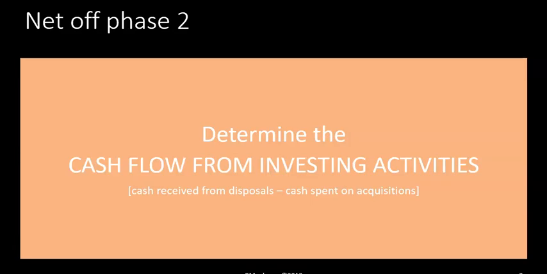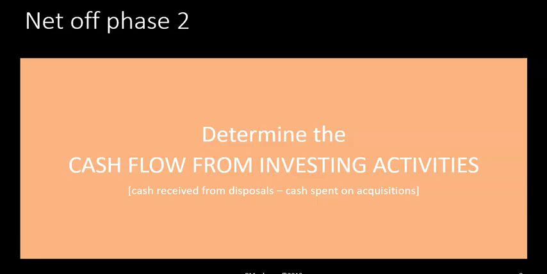So what you do, you're going to net off that as well. So this will give you the cash flow from investing, which is basically you're going to add all the cash that you receive from the disposals, and you're going to subtract all the cash that you spent on acquiring the assets. All right? And the difference between the two will be your cash flow from investing activities.